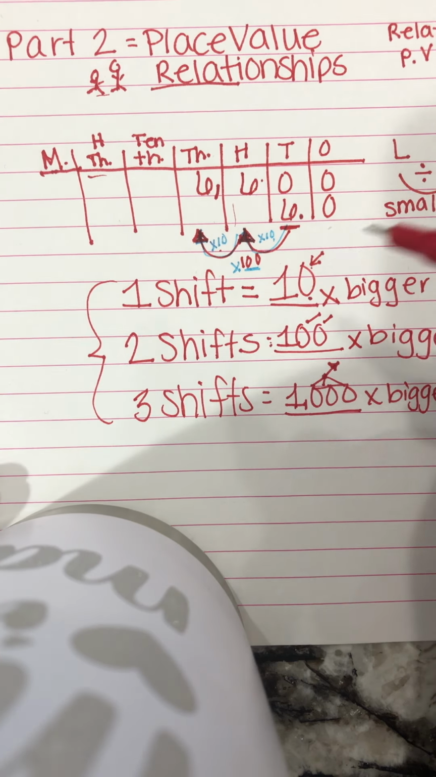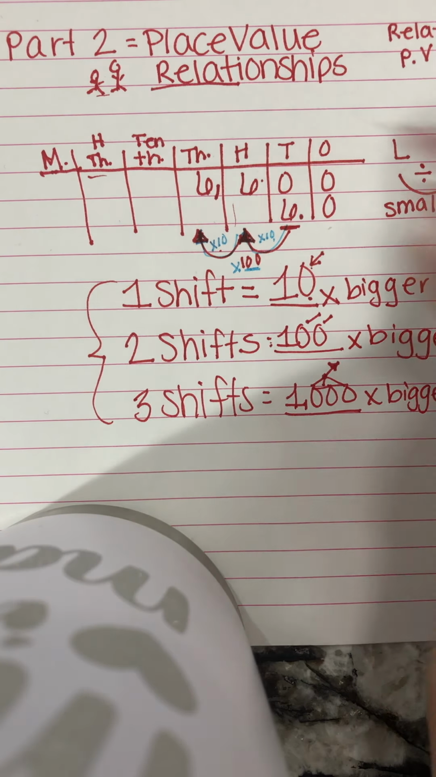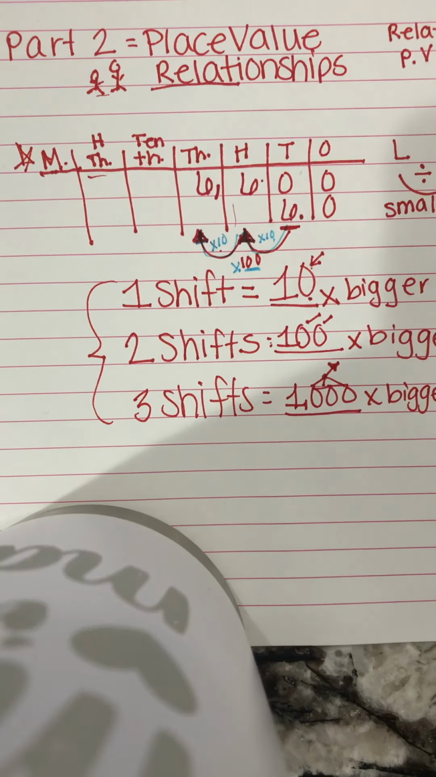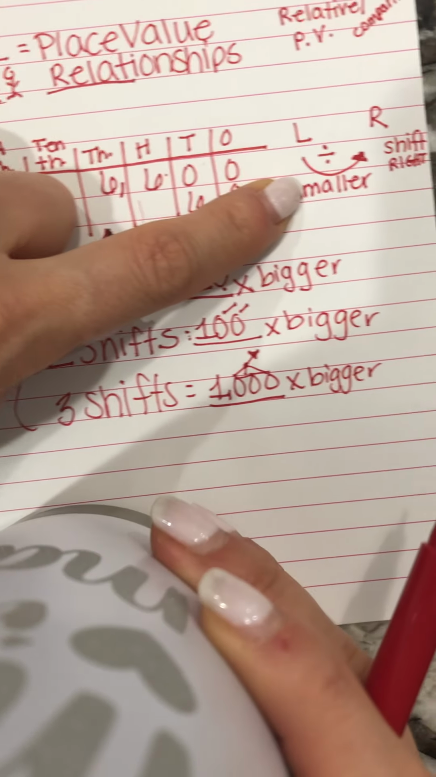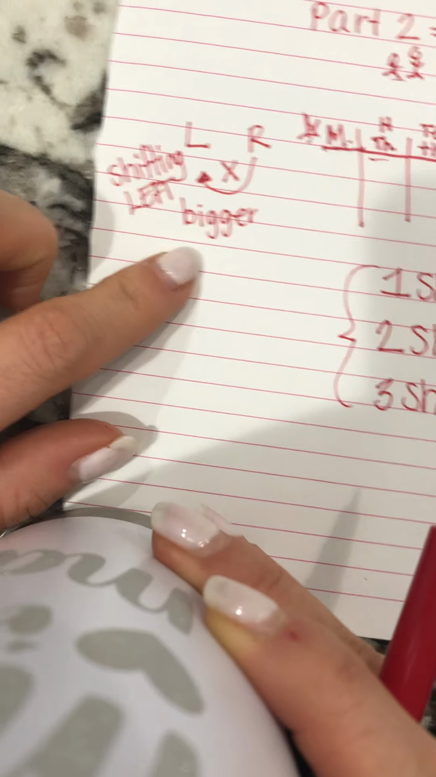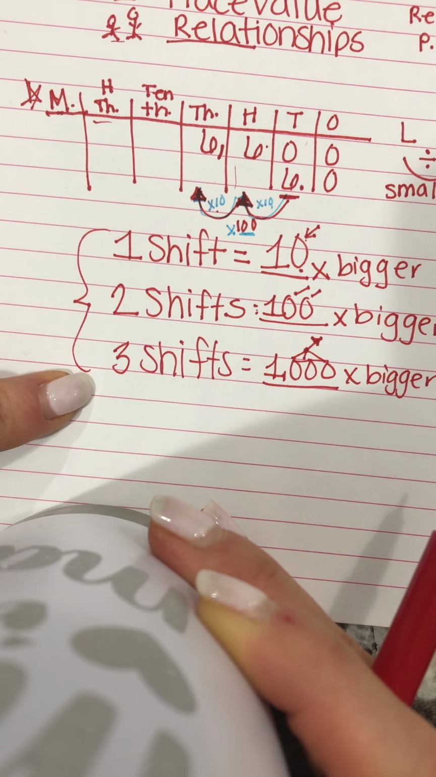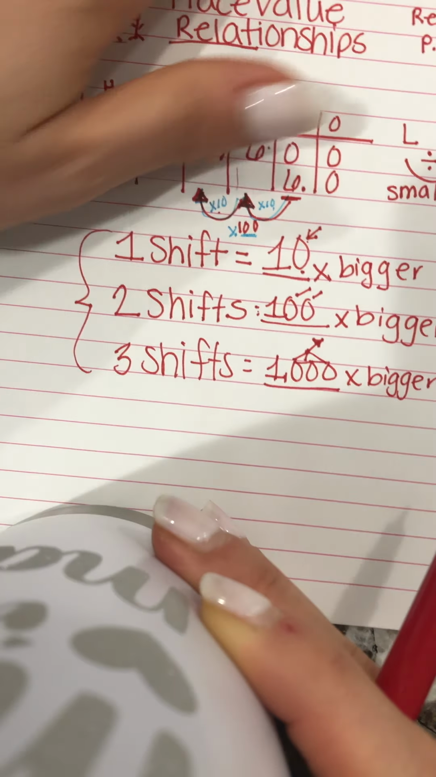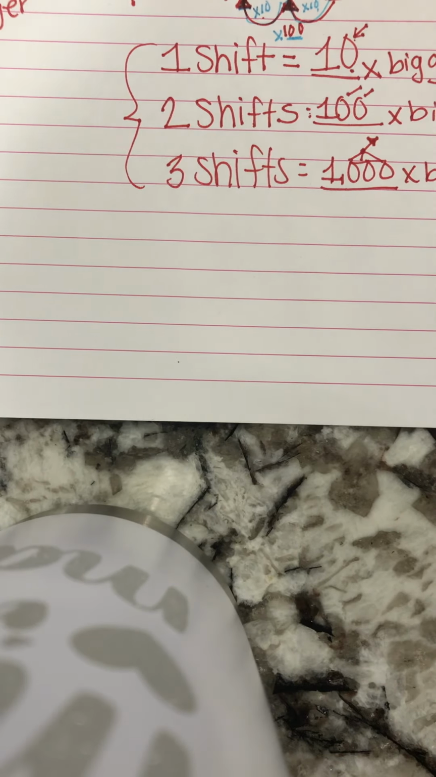Hopefully, we understand why each shift is worth times 10. But I just want you guys to memorize that, just like we've memorized the places on the place value chart. Okay, so now that we've practiced with what shifting to the right and shifting to the left means, smaller and bigger, and we've talked about what the number of shifts means, we're going to do a little bit of practice.